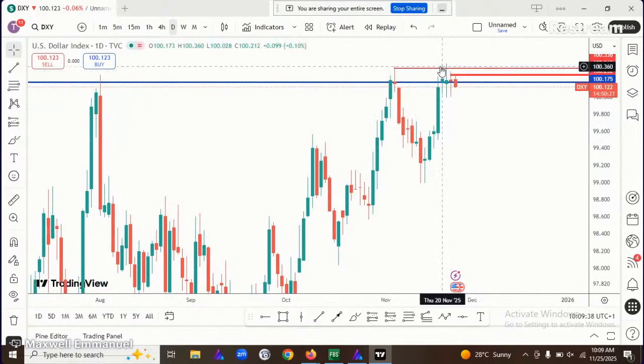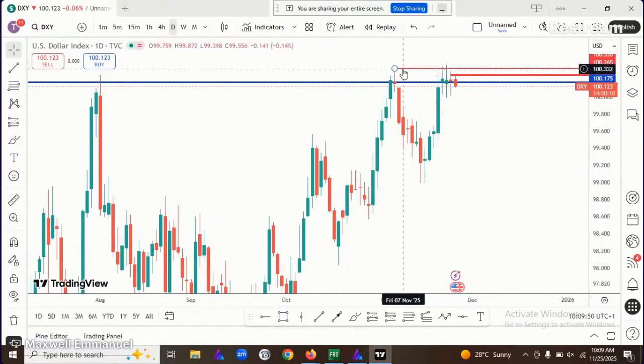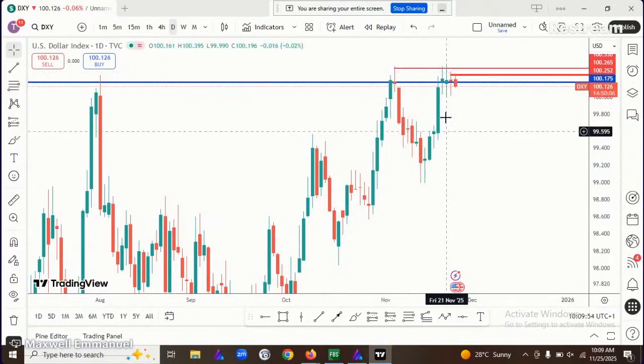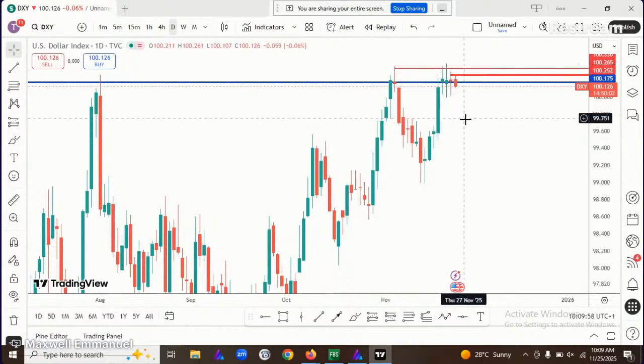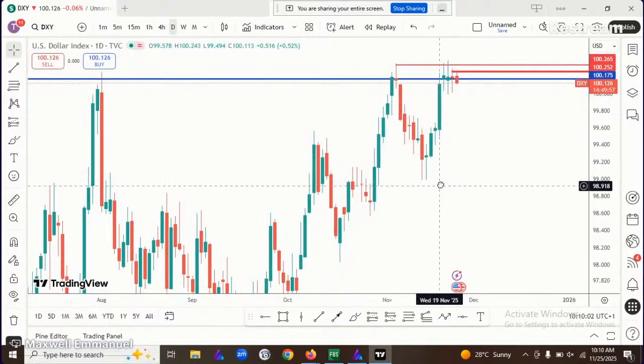We had the spinning top, two spinning tops. This was on Friday, this was on Thursday, and you can see that the high of this candle was used to sweep the liquidity residing at this previous high, and also price is currently at a premium area. And I told you guys you should expect a retracement to a discount on DXY.